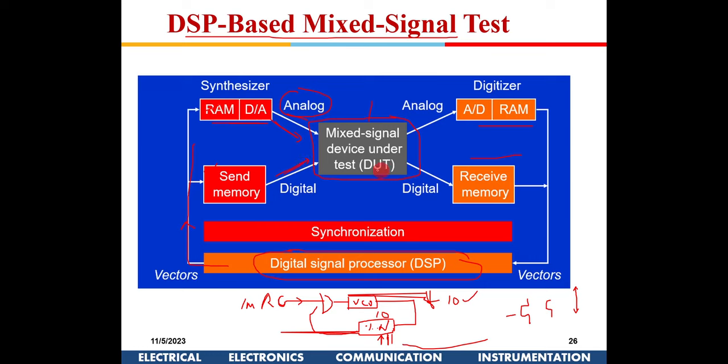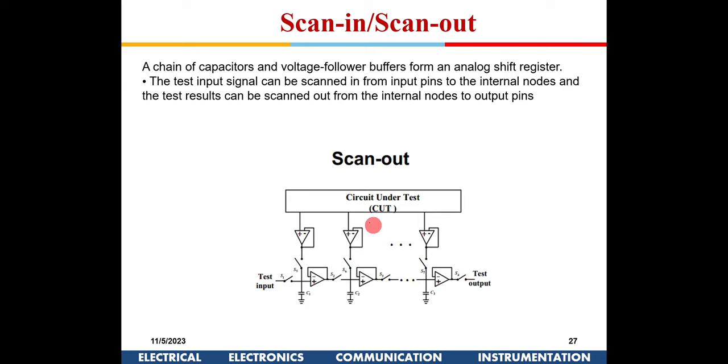It's given to the test chip, and you have the analog and the digital outputs coming. Then again you give it back. The analog signal is converted back to digital, and the analysis is done in the digital domain. This is the concept being implemented for most of the complex circuits these days, instead of pure analog circuit testing. And like we had for the digital circuits, the scan option, giving test vectors and then taking out the output.